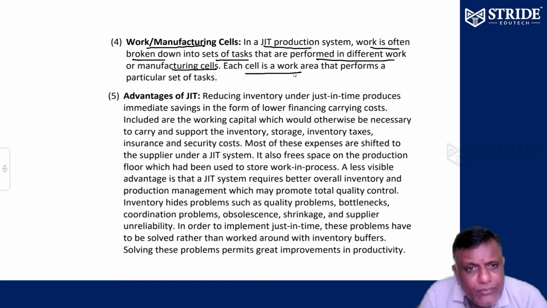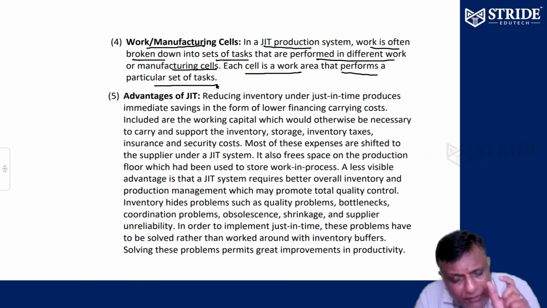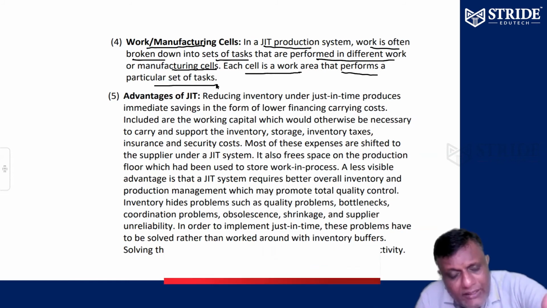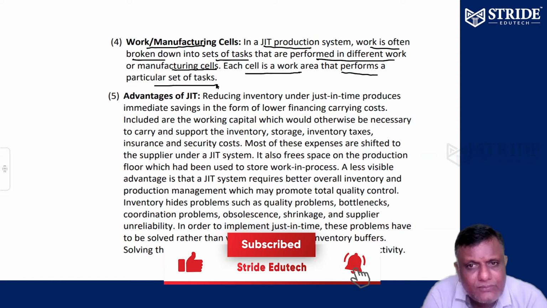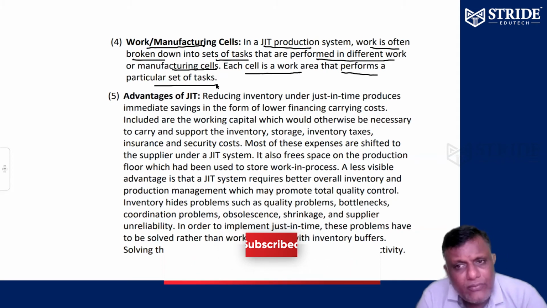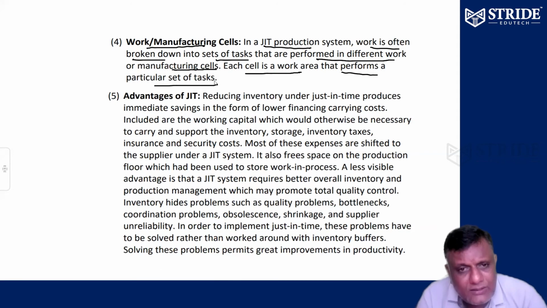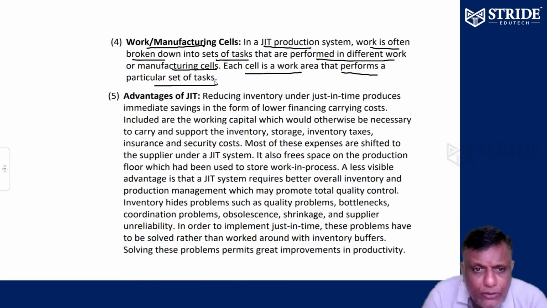So each cell can better perform the task properly. Once you are focusing on the particular hour, cumulatively you are doing it more effectively. That's it. So the JIT system always gives the work divided into tasks. Each task you focus on, and ultimately the end product will be coming out in good condition, effectively.